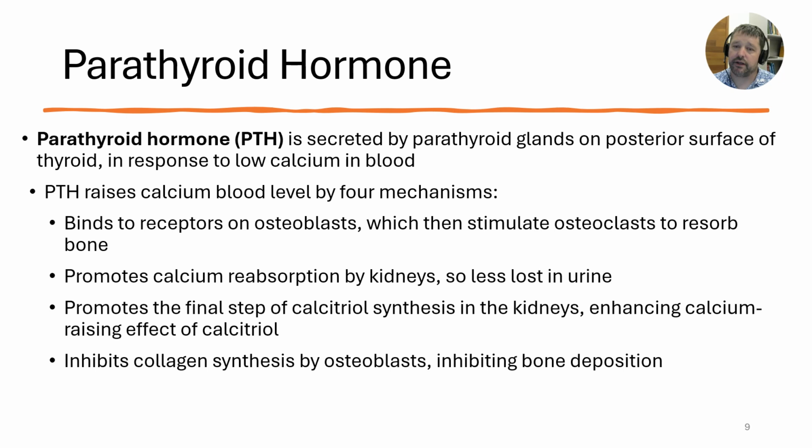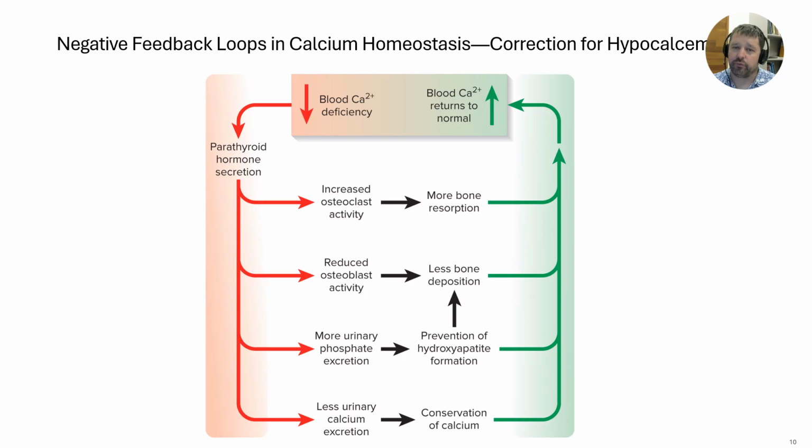Okay, and then it can inhibit collagen synthesis by the osteoblast. So not only will it not allow the osteoblast to work by attracting calcium and phosphate, it also stops the collagen synthesis, so it can't build any more bone. And so it works in four different ways. And this is what it would look like.